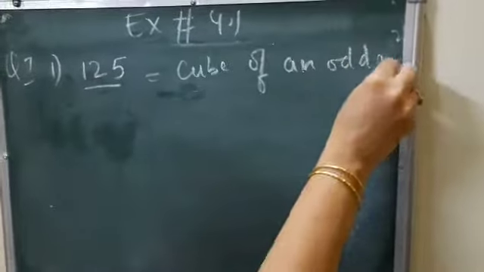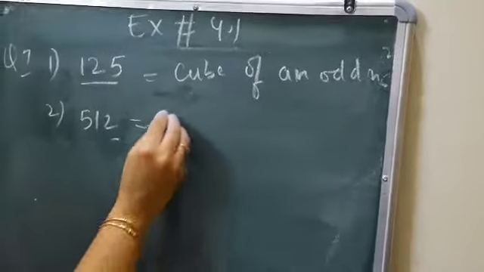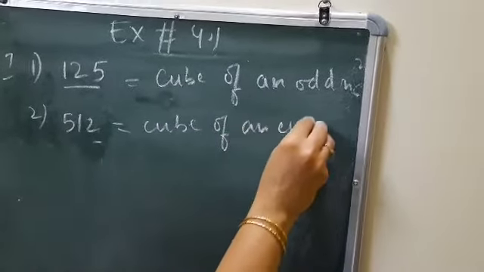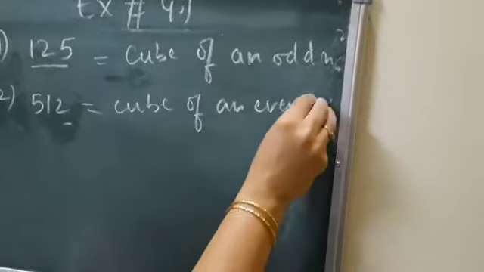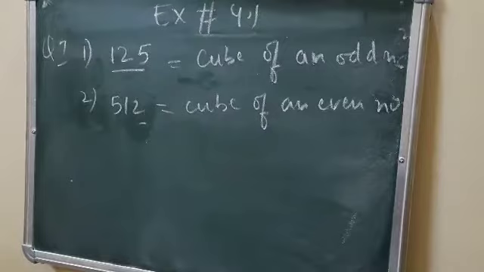Similarly, if I take 512 in the second part, this is an even number, so it will be the cube of an even number, because we did the property that the cube of an even number is even and the cube of an odd number is odd. Rest of the parts you do yourself.